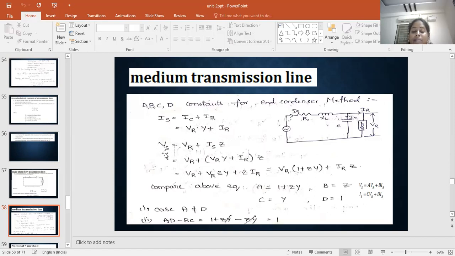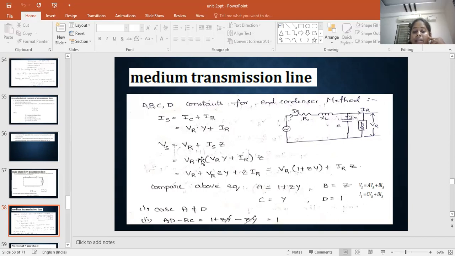Similarly, we can express the voltage equation: Vs equals Vr plus drop. Here the drop is the flowing current Is through the parameters R and XL, which can be represented as the impedance Z, so the drop is Is into Z. Vs equals Vr plus Is into Z. The receiving end voltage plus the drop is equal to the sending end voltage.